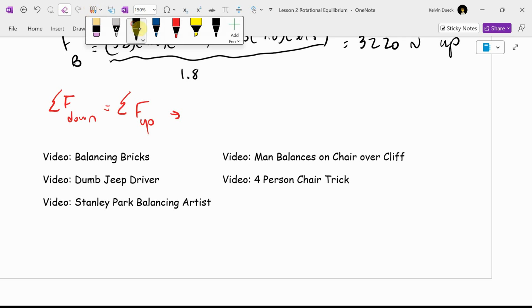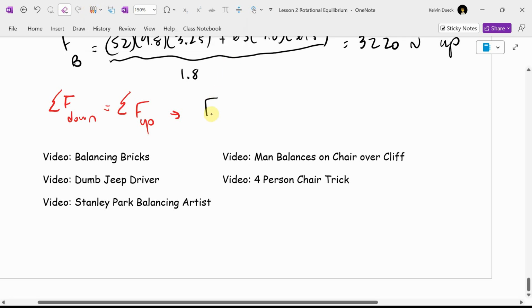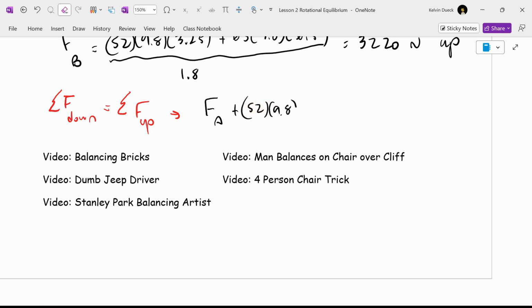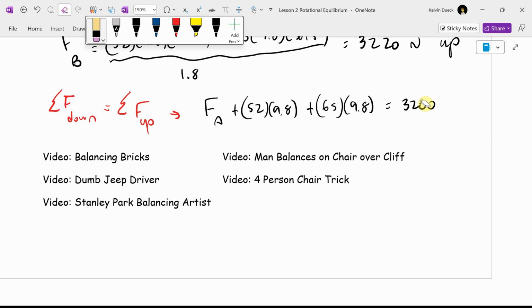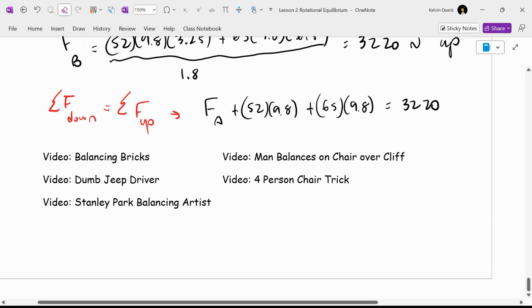What's everything down? Well, FA and 52 times 9.8 and 65 times 9.8. That has to equal everything up, which is my answer button, 3220, but I'll use my answer button. Everything down has to equal, how do I know? Because we're not accelerating, we're balanced.